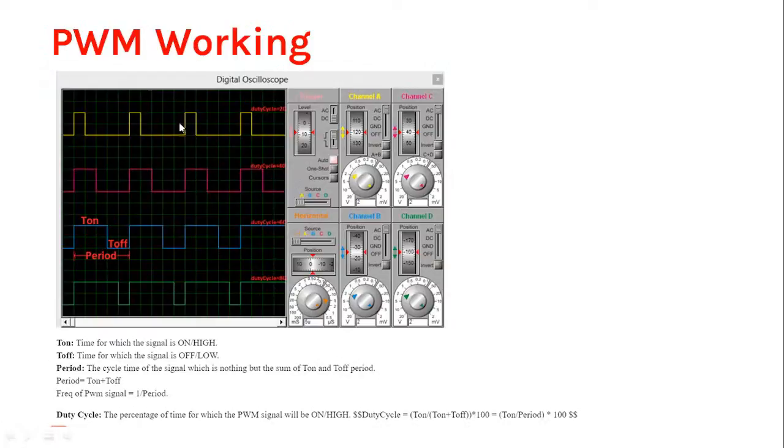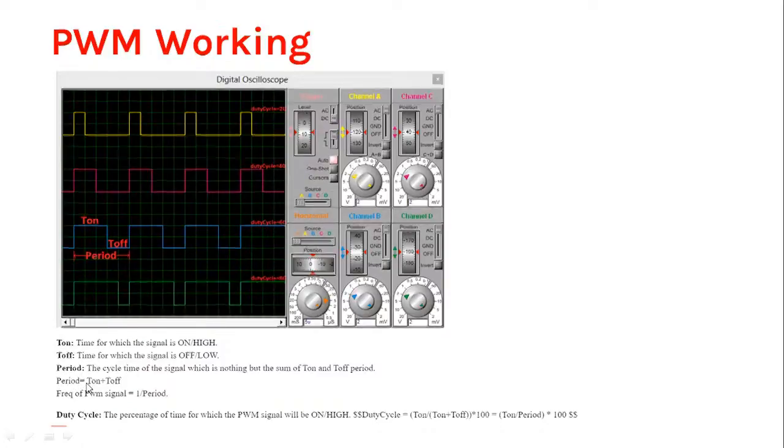I'll explain the same thing again. The time for which the signal is on is called T on, and T off is the time for which the signal is off. The period is T on plus T off. The frequency of the PWM signal is equal to 1 divided by the period. The duty cycle is the percentage of time for which the PWM signal is on, or high. The duty cycle formula is T on divided by (T on plus T off), times 100, which equals T on divided by the period, times 100. So these are the calculations for T on, T off, period, and frequency of the PWM signals.